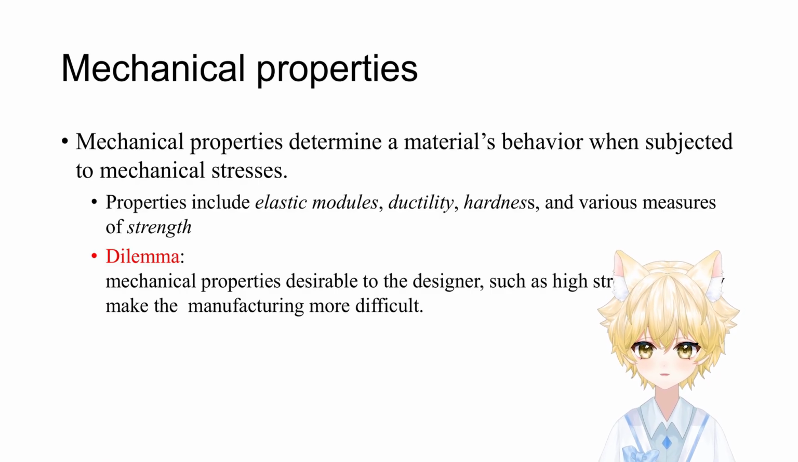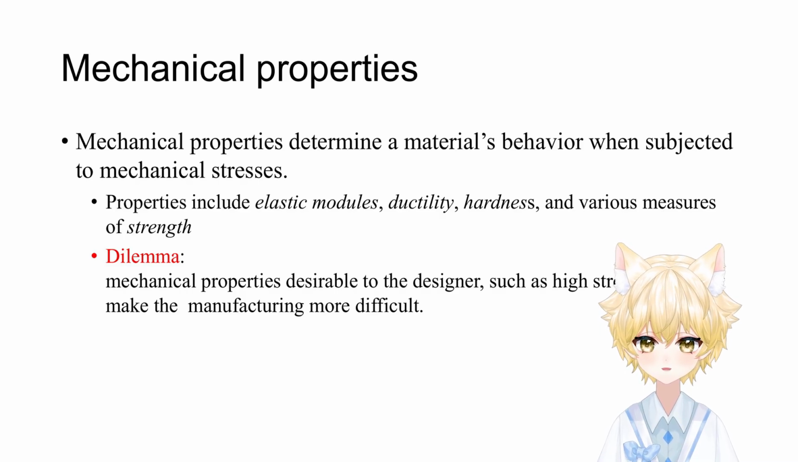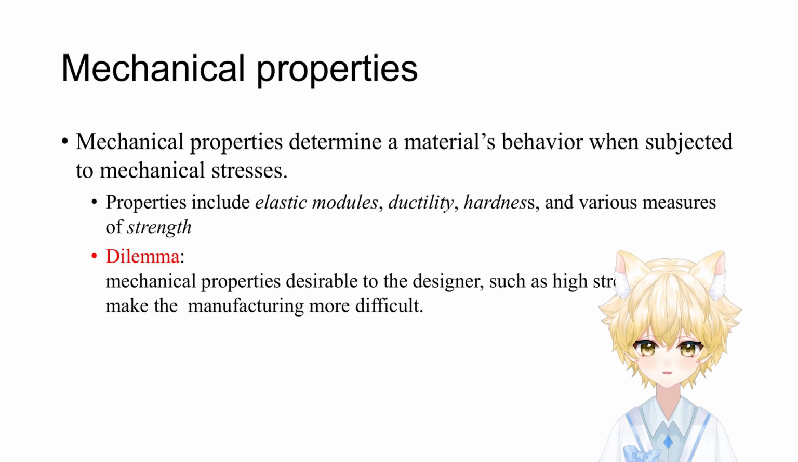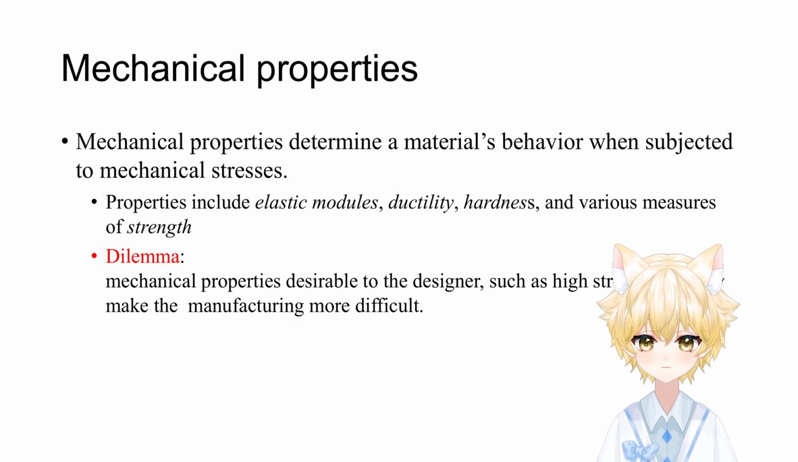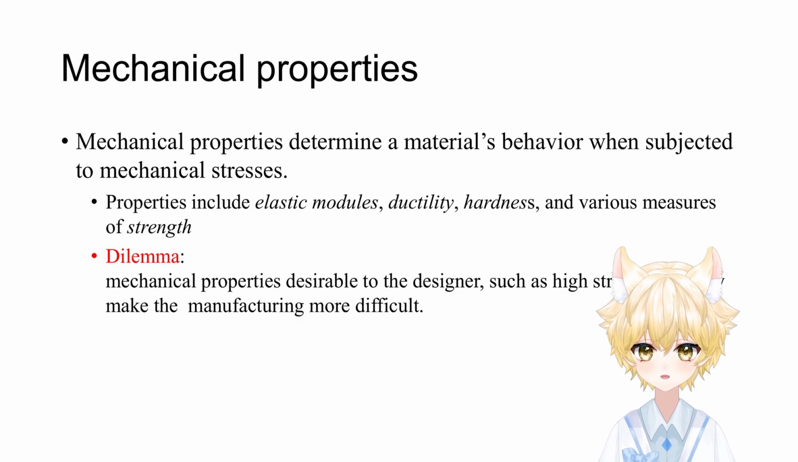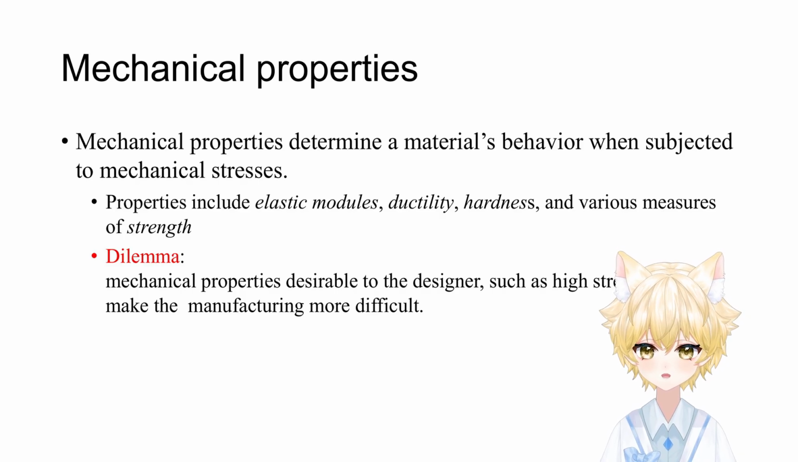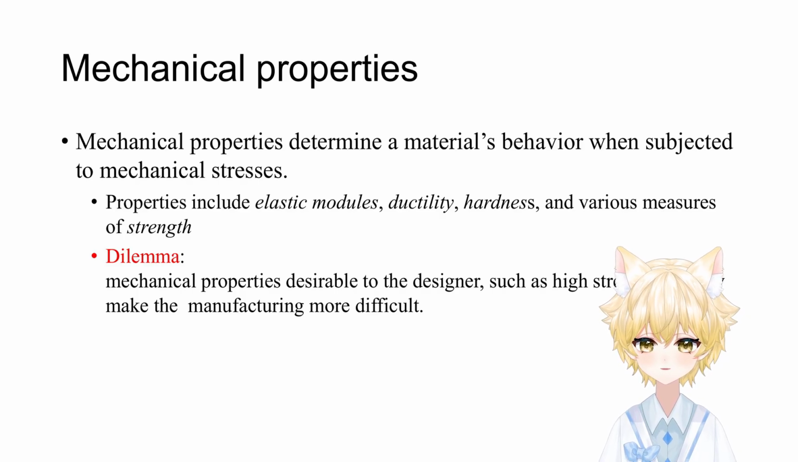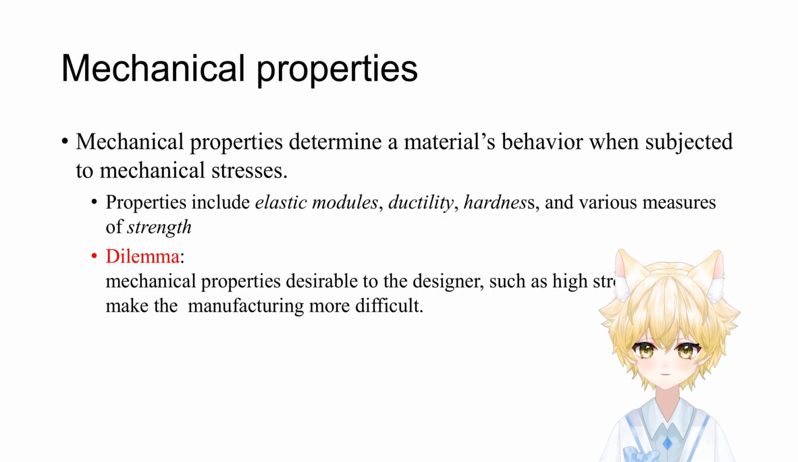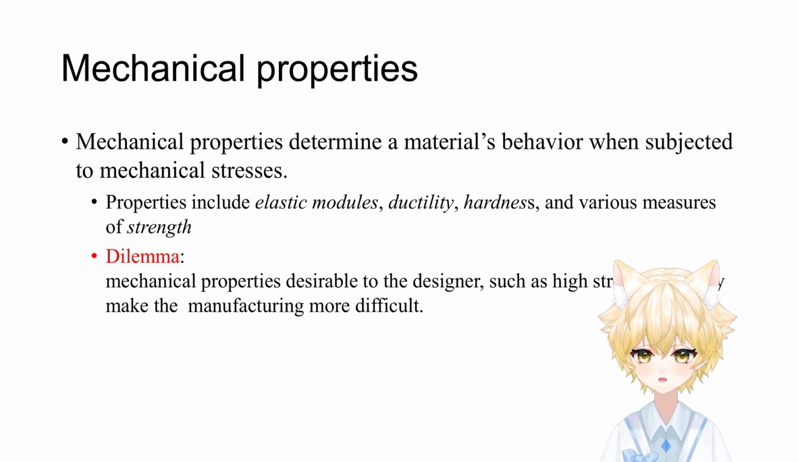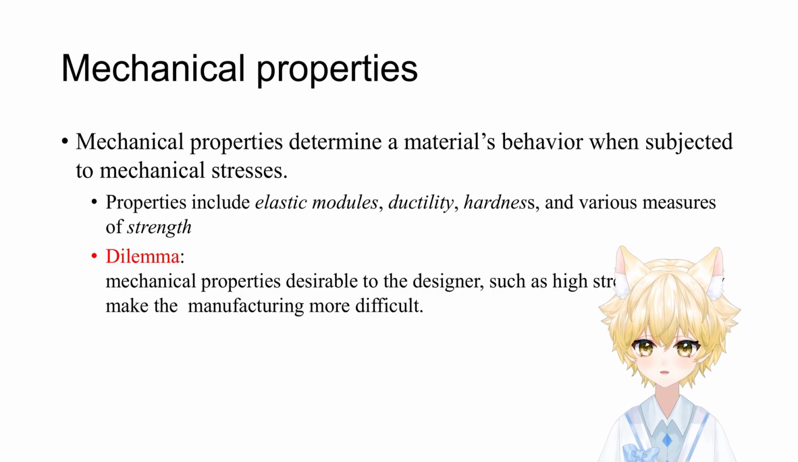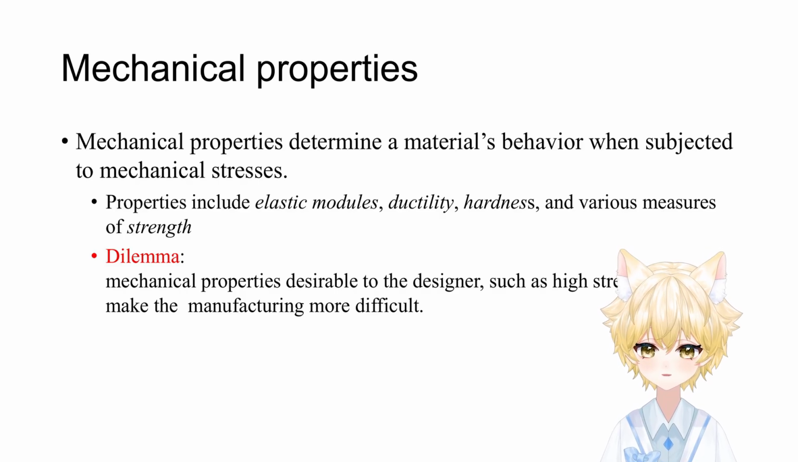Now, here is an important point, highlighted on the slide as a dilemma. The mechanical properties that are desirable to a designer are not always desirable for manufacturing. For example, materials with very high strength are often difficult to machine, form, or shape. They may require higher forces, special tools, or more complex processing routines. So, there is always a trade-off.